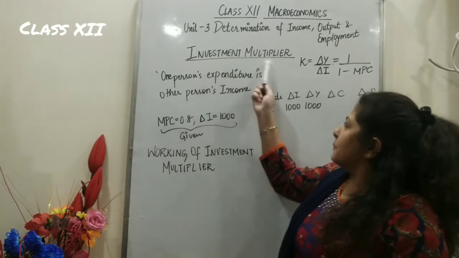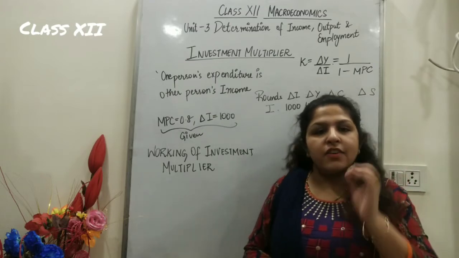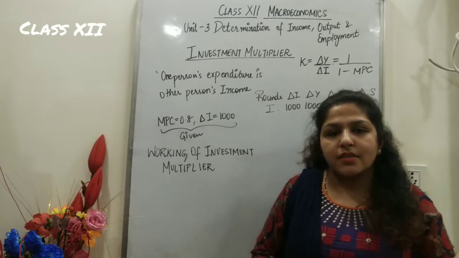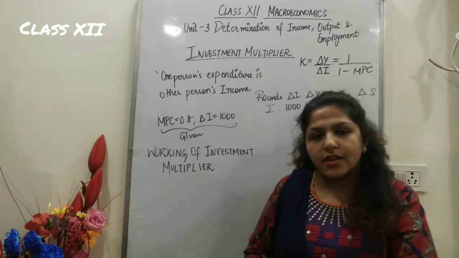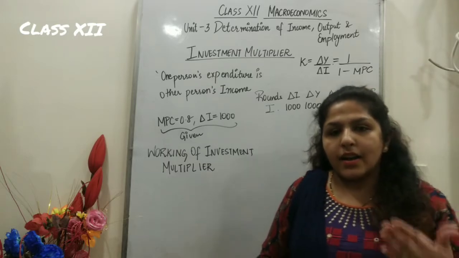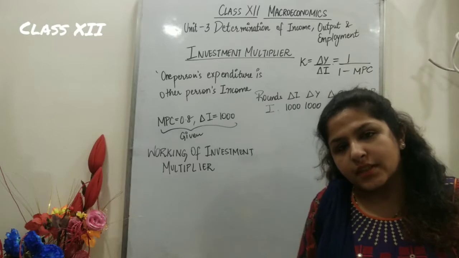So, investment multiplier. What do you mean by investment multiplier? You must have heard this sentence that one person's expenditure is another person's income. अगर एक पर्सन खर्चा नहीं करेगा तो दूसरे की इनकम जनरेट नहीं होगी, राइट? अगर एक पर्सन एक्सपेंडिचर बाहर कंज्यूम नहीं करेगा तो दूसरे पर्सन की इनकम जनरेट नहीं होगी.